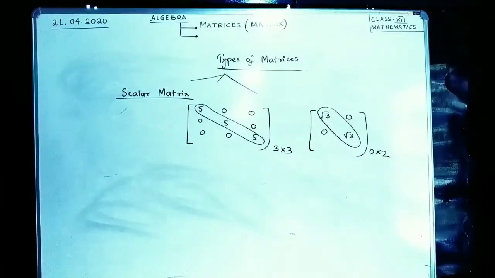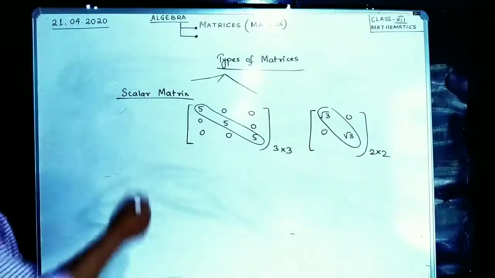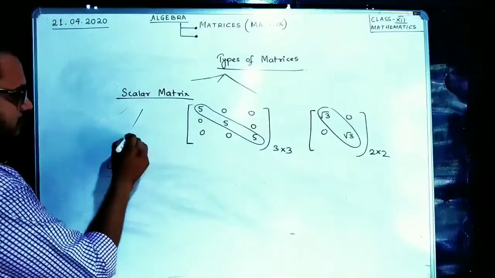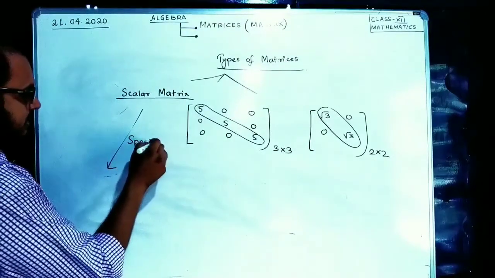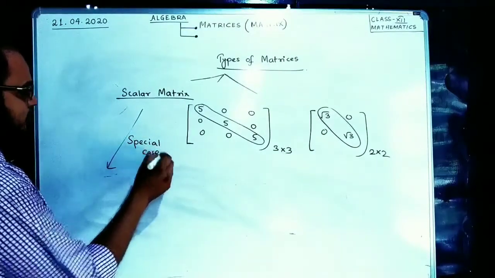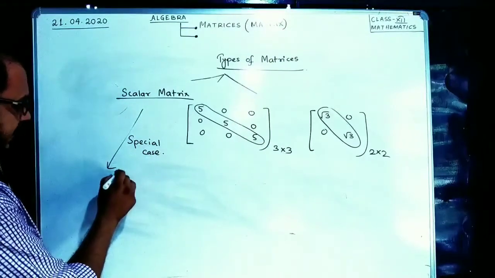Now a scalar matrix has a special case again. It has a special case, and we call it an identity matrix.